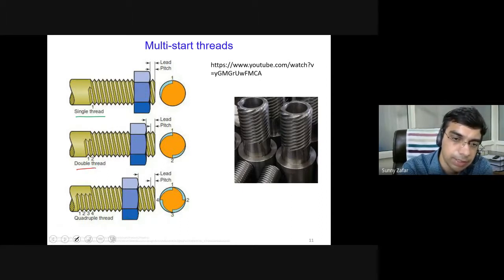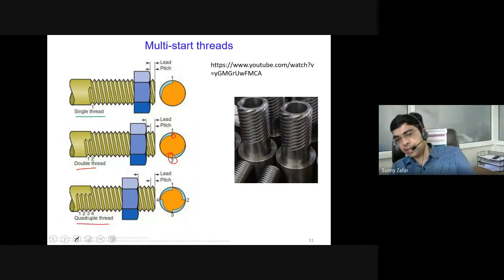One, they originate in diametrically opposite points, and the lead becomes twice the pitch. And this is a quadruple thread. So in this case, lead is equal to 4 times pitch. So you can understand these types of threads can be quickly fastened and unfastened.